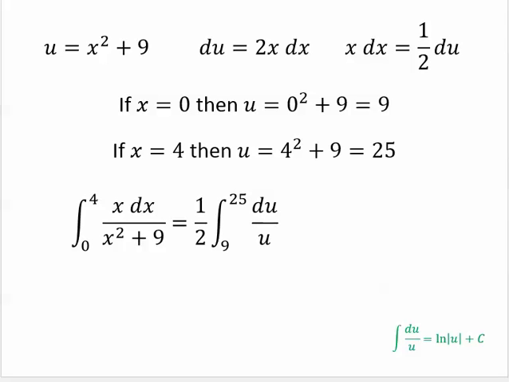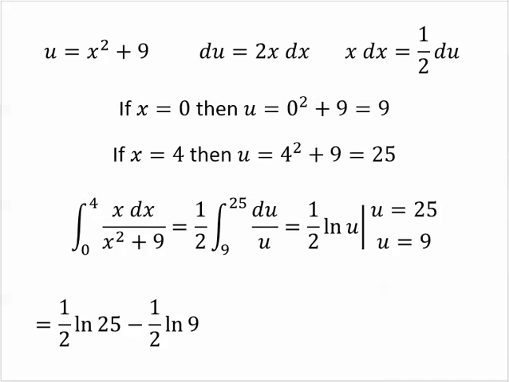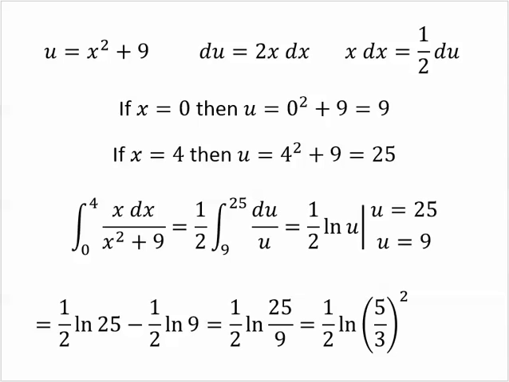Let's find the antiderivative. After finding the antiderivative, you evaluate. And we have 1/2 log 25 minus 1/2 log 9. Then I use my difference rule. Notice that 25 over 9 equals 5 over 3 quantity squared. Bring the 2 out and I get log 5/3.